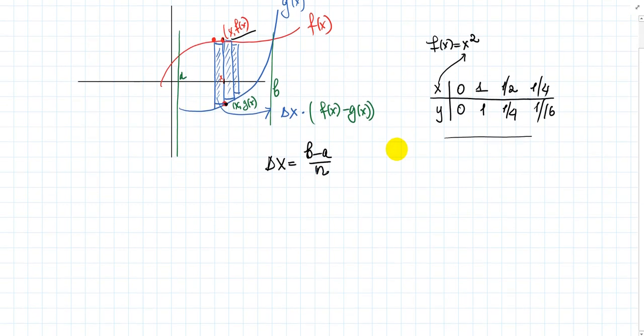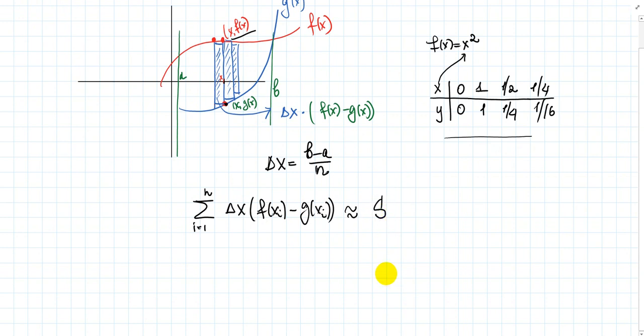Then the idea was like this. If I get a lot of rectangles like this, then by multiplying f of xi minus g of xi by delta x, and summing this from 1 to n, it roughly gives me the area between these 2 curves, right? Roughly, it gives me the area between the 2 curves.